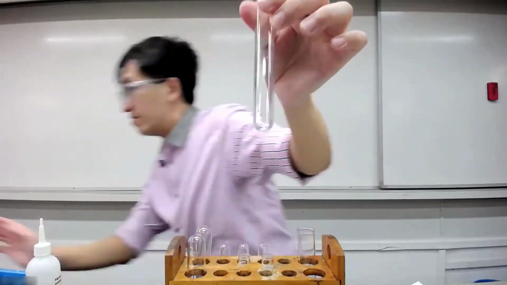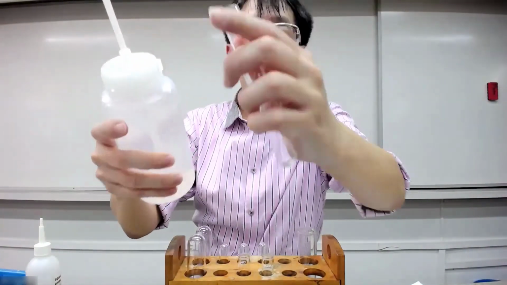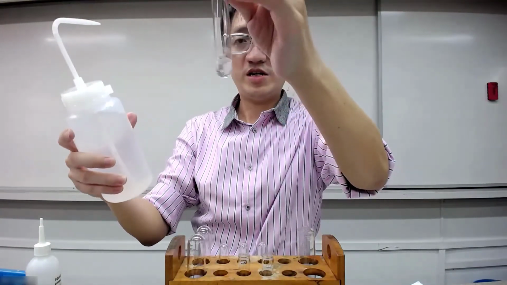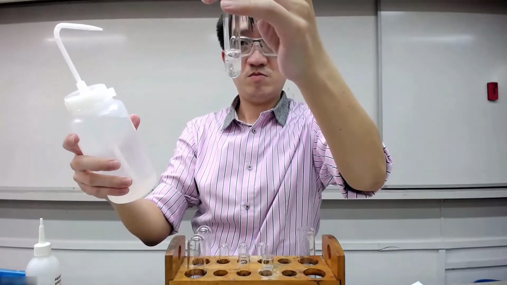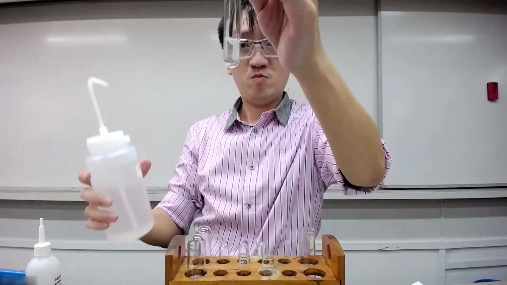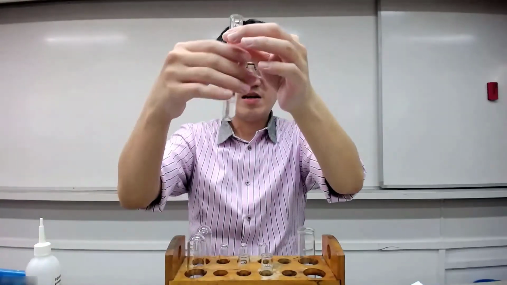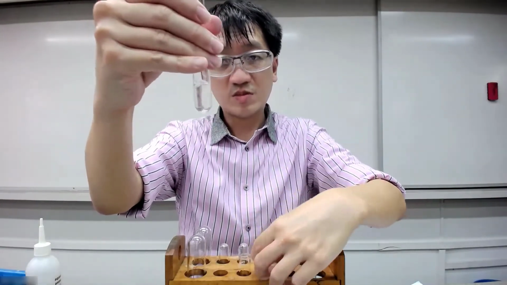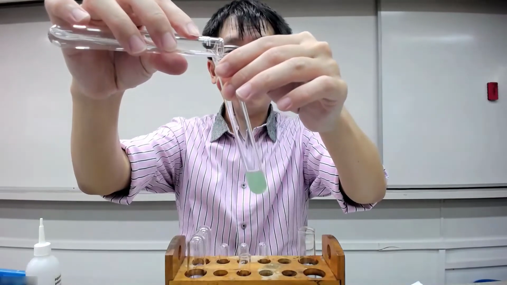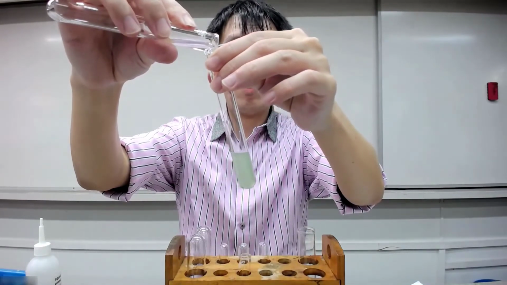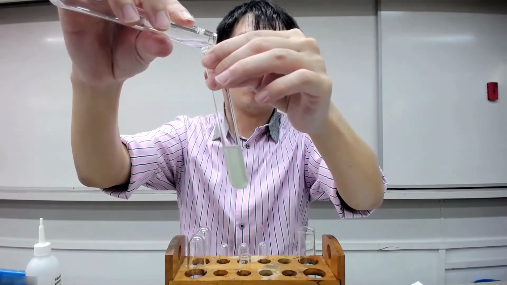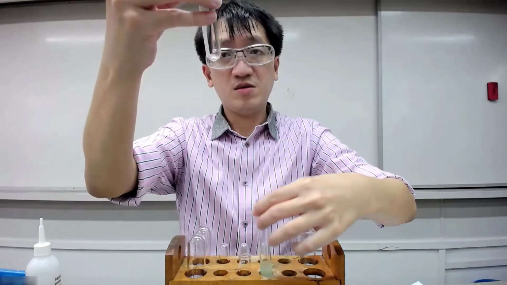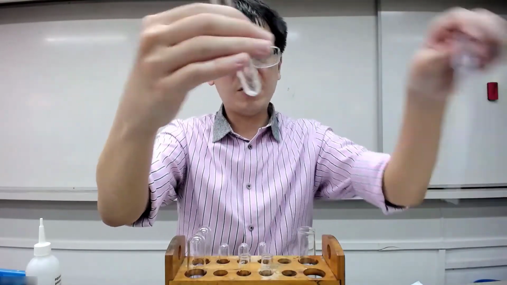So I need to take the deionized water and wash it carefully, just one round. Okay, I just need to swirl. And then again, what you need to do is decant this solution away, very, very carefully. Okay. There is still some liquid, so it's okay.